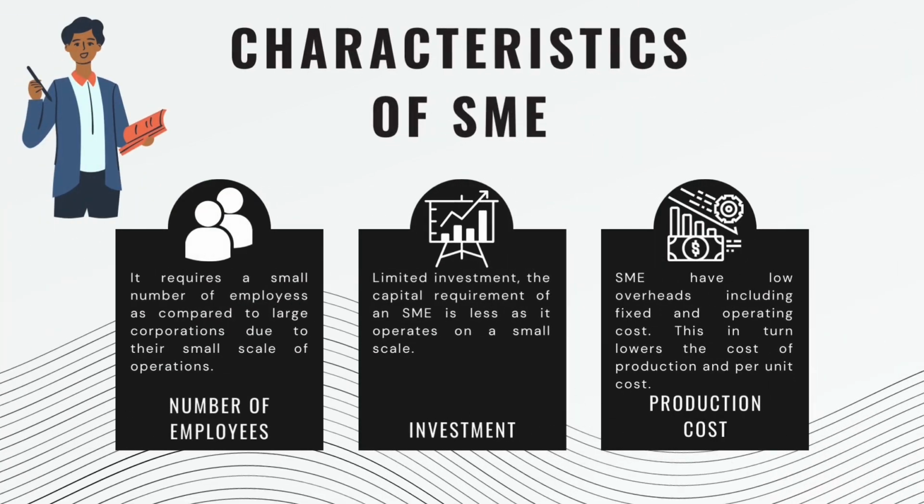Number 7 is number of employees. SME requires a smaller number of people as compared to large corporations due to their small scale of operations. Number 8 is investment. SME has limited investment as the capital requirement of an SME is less as it operates on a small scale. The last characteristic of SME is production cost. SME have low overheads including fixed and operating costs. This in turn lowers the cost of production and per unit cost.